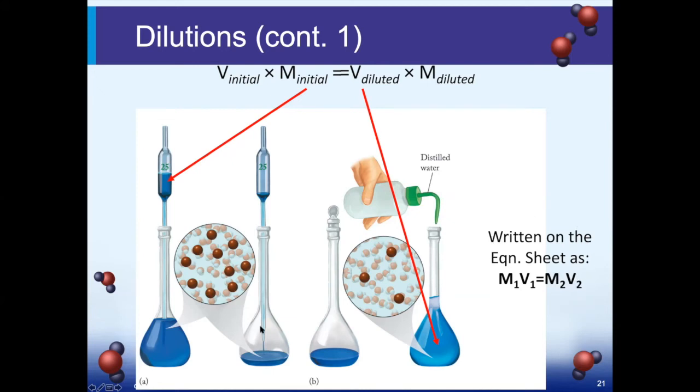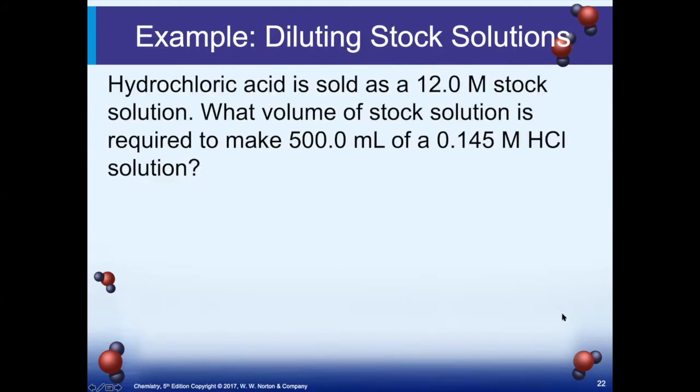Okay, so all of that work, all that talk is really meant to just show you the derivation of this equation right here, this equation that we're going to use in dilution calculations. Okay? All right, so let me just do an example of one of those. So this problem says the hydrochloric acid is sold as a 12 molar stock solution. What volume of stock solution is required to make 500 mL of a 0.145 molar HCl solution?